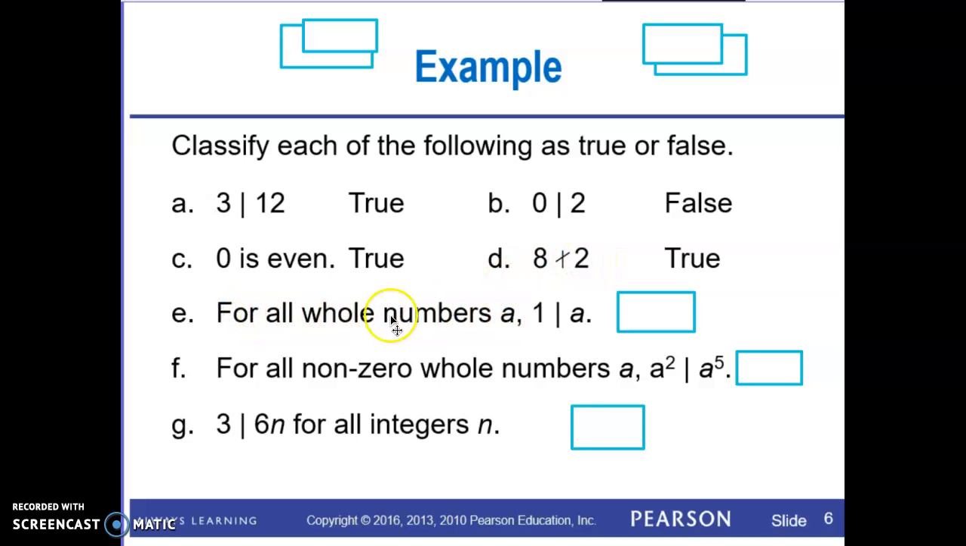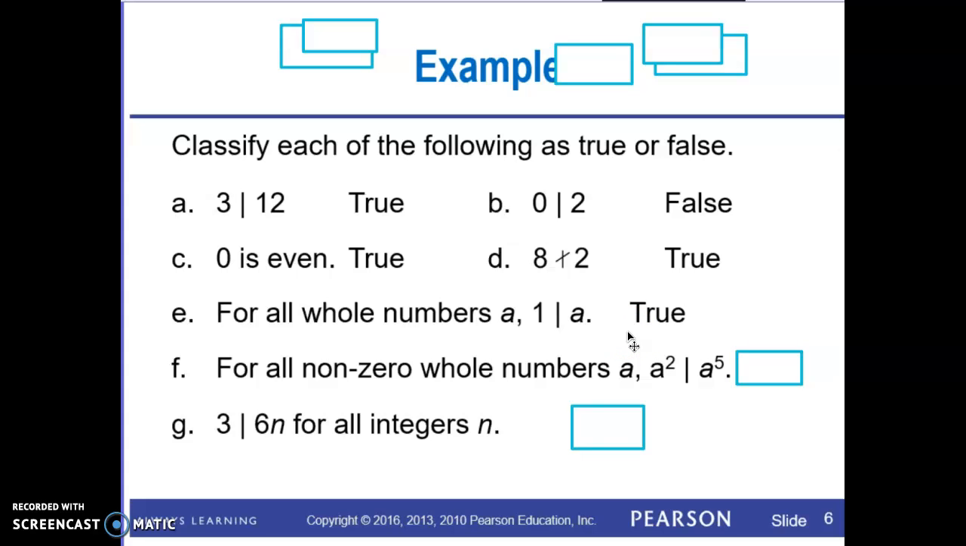All right, for all whole numbers, 1 divides A. So no matter what whole number I have here, 1 divides A. Remember, the whole numbers are 0 and then the positive integers. That one is going to be true. So it's okay to have 0 on this side. Anything divides into 0. 0 is divisible by everything other than 0, but it's just not okay to have 0 on this side. 1, on the other hand, 1 divides everything, right? Everything divided by 1 is itself.